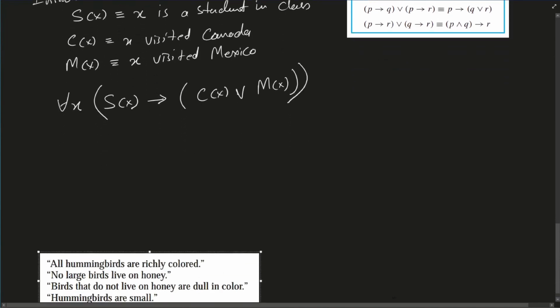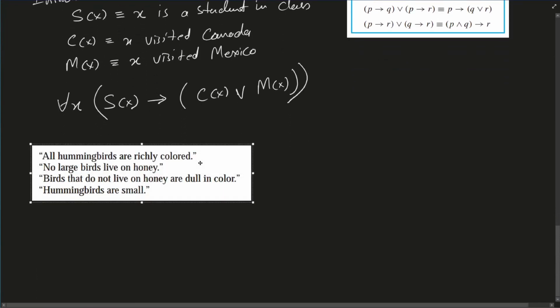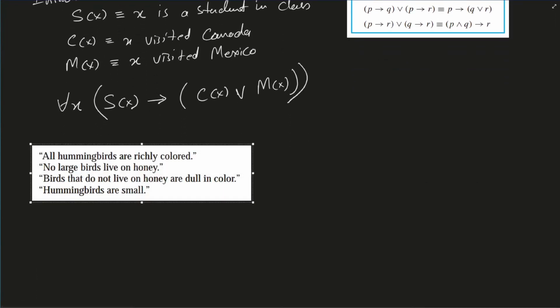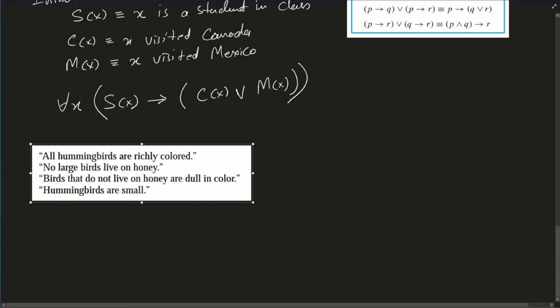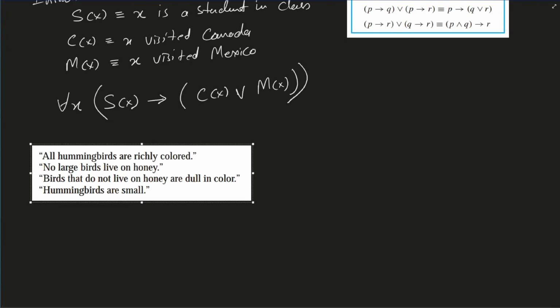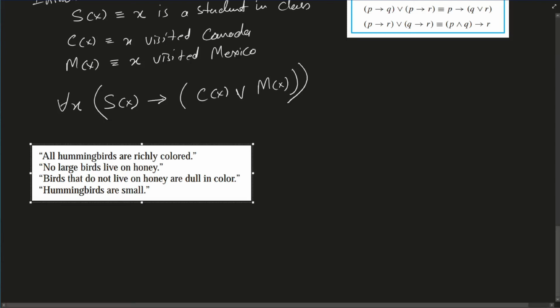Let's look at a set of statements called an argument and see how we can translate that into mathematics. Here are the statements. The first statement says, all hummingbirds are richly colored. The second one says, no large bird lives on honey. The third statement says, birds that do not live on honey are dull in color. And the fourth statement, which is also called a conclusion, is that hummingbirds are small.